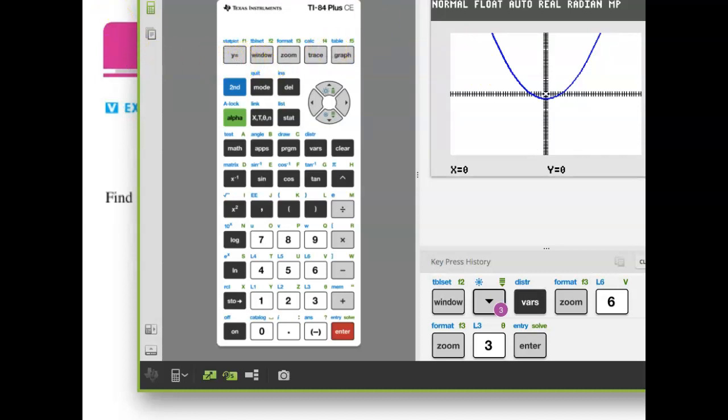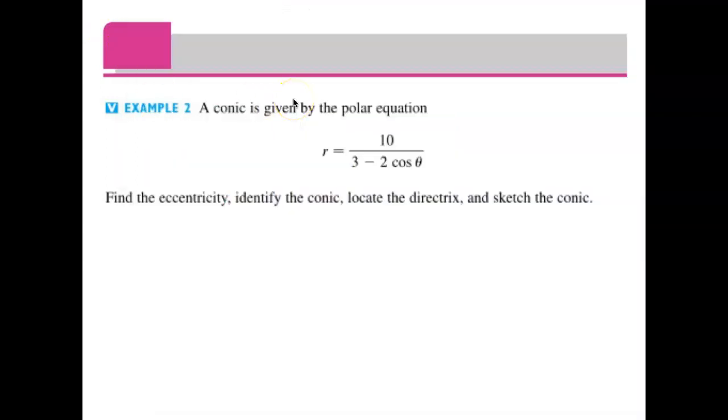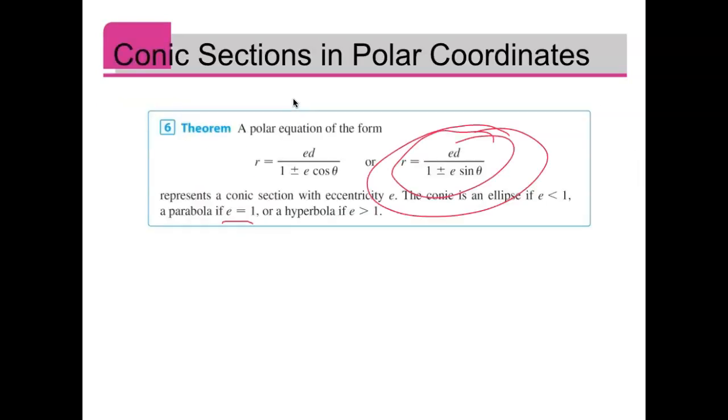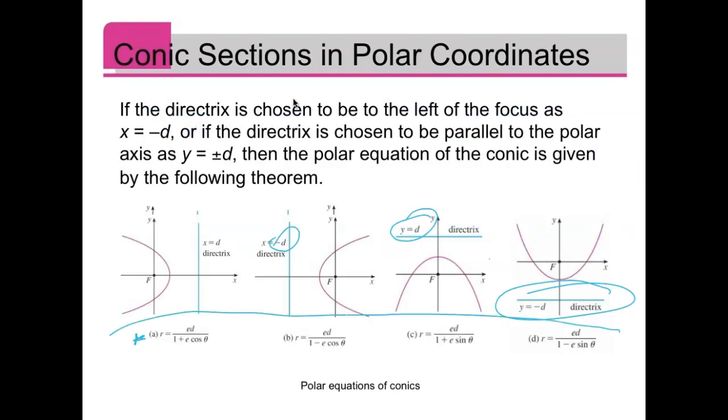All right, so let's practice some more of this. Here we have a conic given by the polar equation 10 over 3 minus 2 cosine theta. Find the eccentricity, identify the conic, locate the directrix, and sketch the conic. All right. Well, what we want to do is get this into one of these 4 forms. So right now it's 10 over 3 minus 2 cosine theta. And we need it to look like one of these. So it needs to be ed over 1 plus or minus e cosine theta.